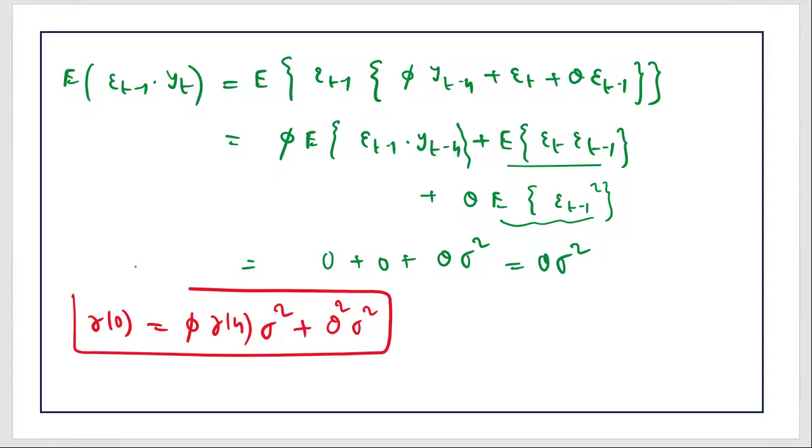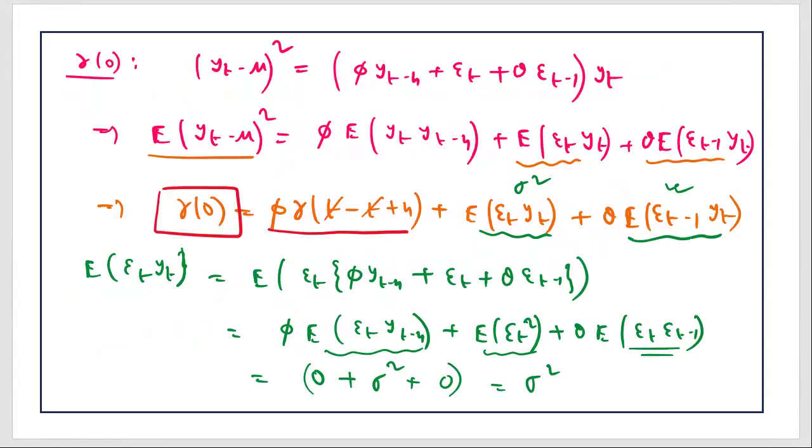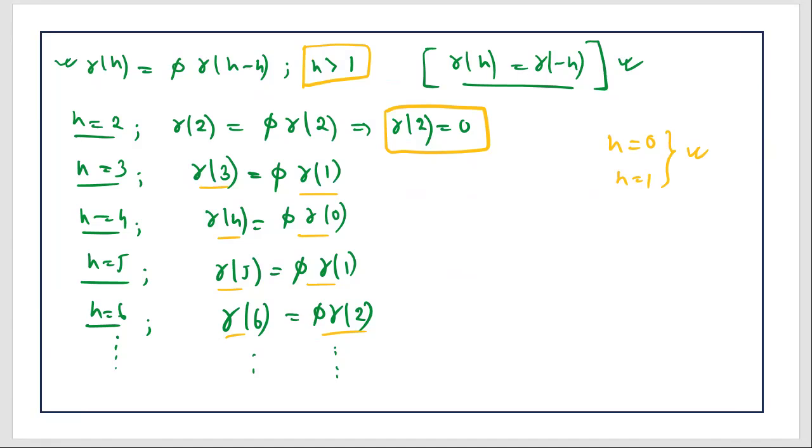So this is basically gamma naught. Now, how do you find out this individually? What is gamma 4 and gamma naught? There is a relationship that we have established here. See, gamma 4 is simply phi gamma naught. So gamma 4 is simply phi gamma naught.